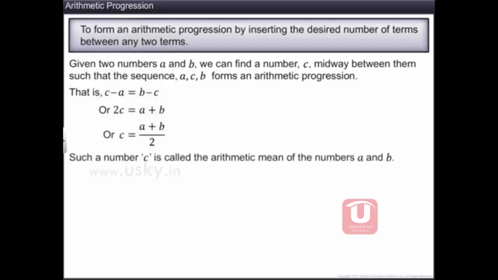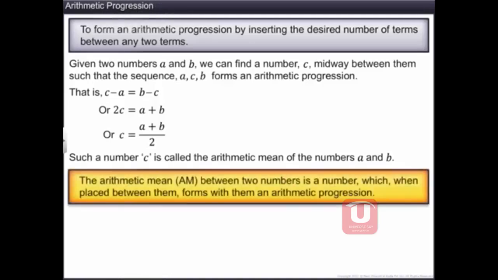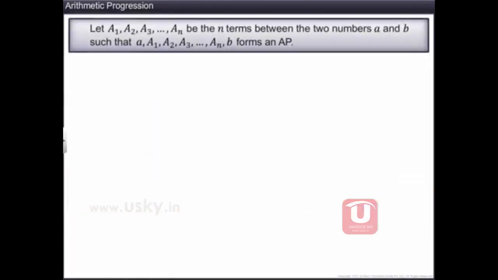Such a number c is called the arithmetic mean of the numbers a and b. Mathematically, the arithmetic mean between two numbers is a number that, when placed between them, forms with them an arithmetic progression. It is denoted by capital AM. In general, we can insert any number of terms between two given terms such that the resulting sequence is an arithmetic progression. Let us insert n terms between a and b such that the resulting sequence forms an arithmetic progression.